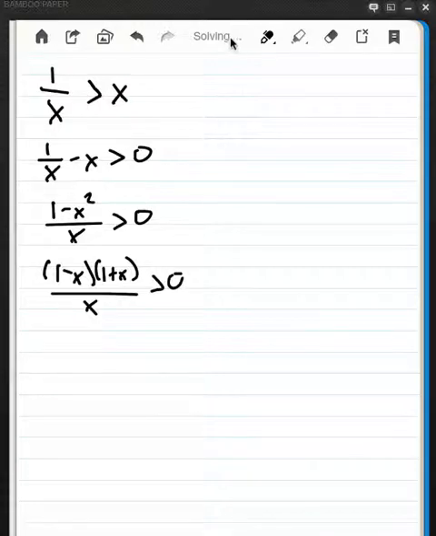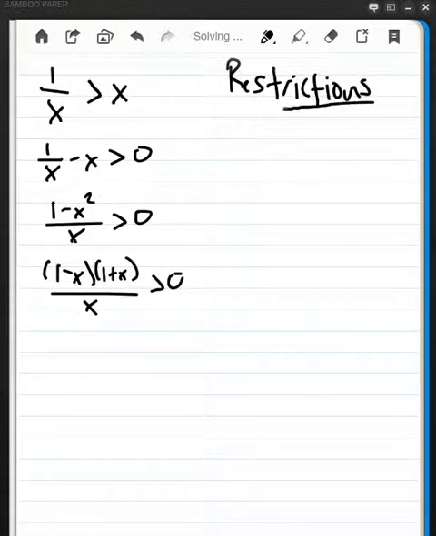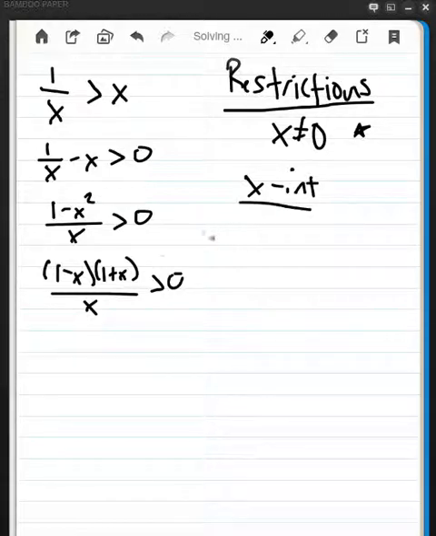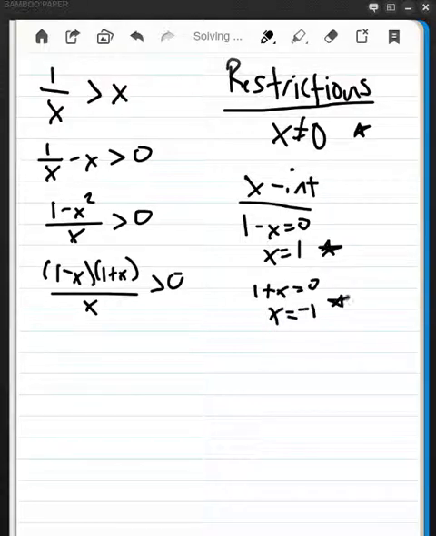Okay, let's look at what our restrictions are. The restriction on this function is that my denominator can't be 0, which means that x cannot be equal to 0. So this is going to be one of the important points. Let's look at the x-intercepts. X-intercepts are where my numerator is equal to 0. Well, I have two factors, so if 1 minus x is equal to 0, then x is equal to 1, that's one x-intercept. If 1 plus x is equal to 0, then x is equal to negative 1. That's another x-intercept.